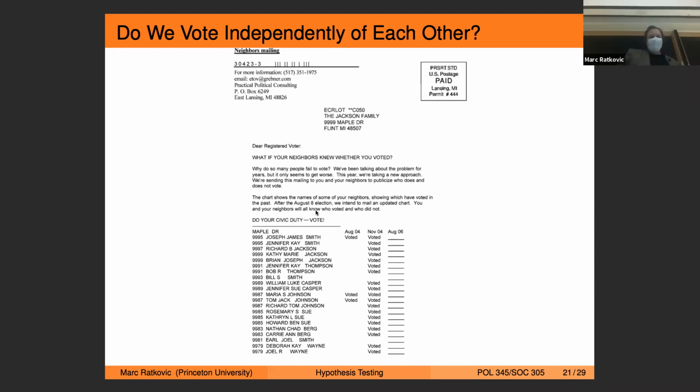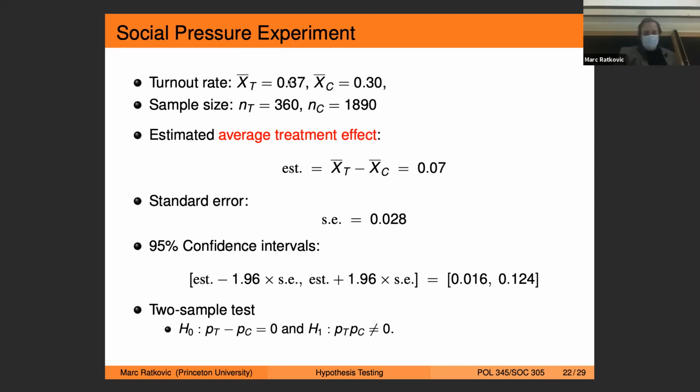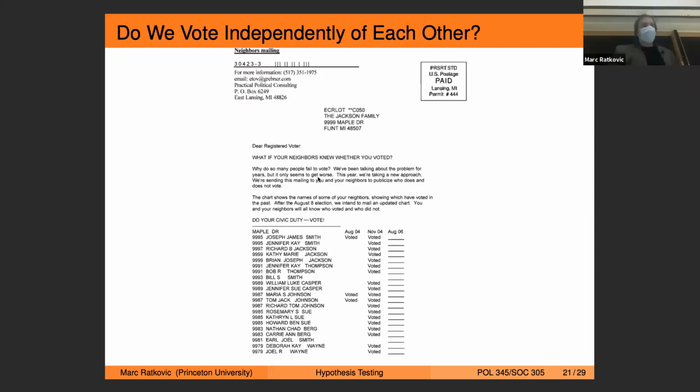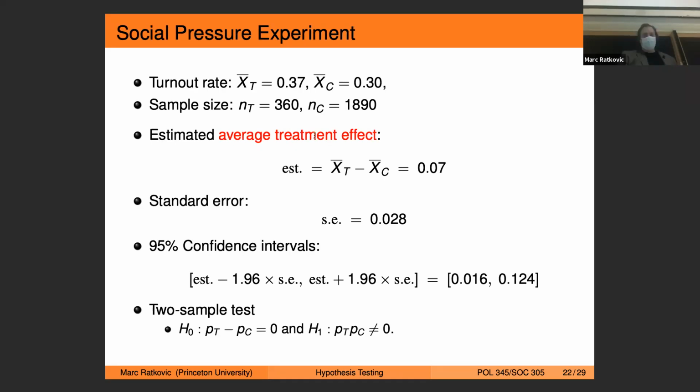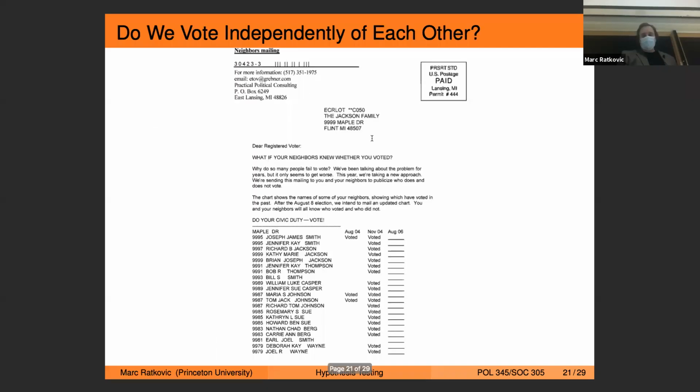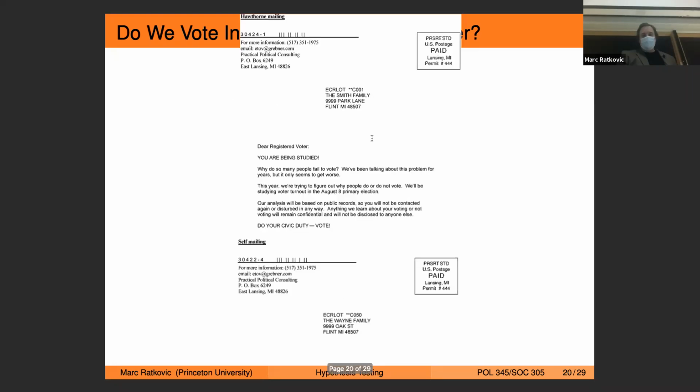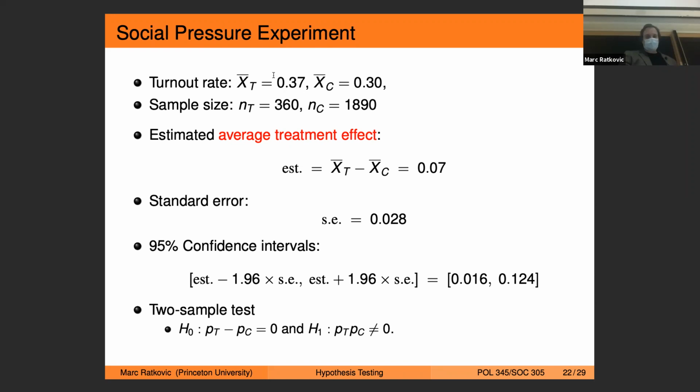What I'm going to do is compare the turnout rate for the voters who got this message to the turnout for those who got no message. Sorry, I'm going to compare this message to the control. The rate in the treatment was 37 percentage points, and for the control it was 30%. So at least that's something. It's a 7 percentage point difference. The sample sizes are 306 in the neighbors condition and 18 in the civic duty condition.